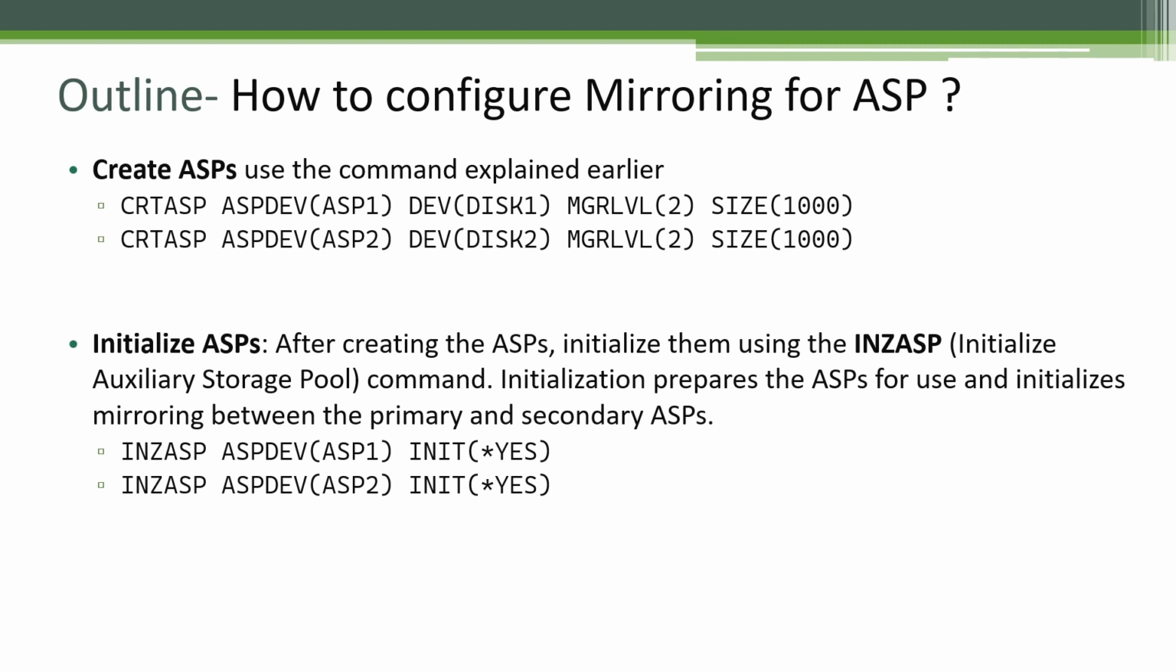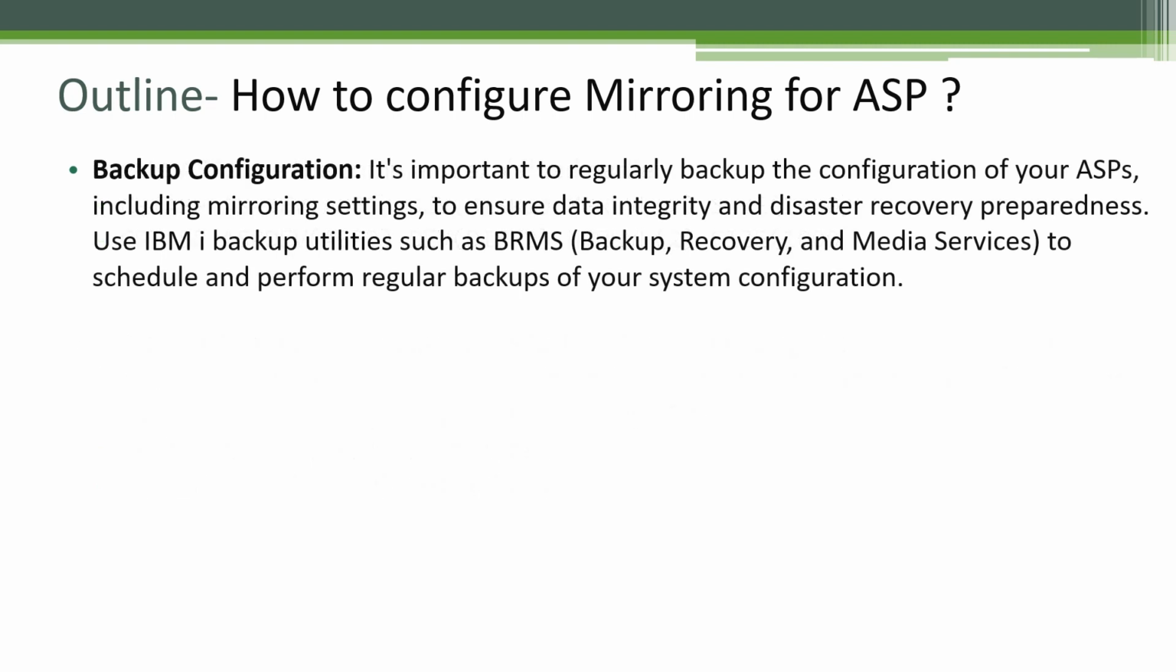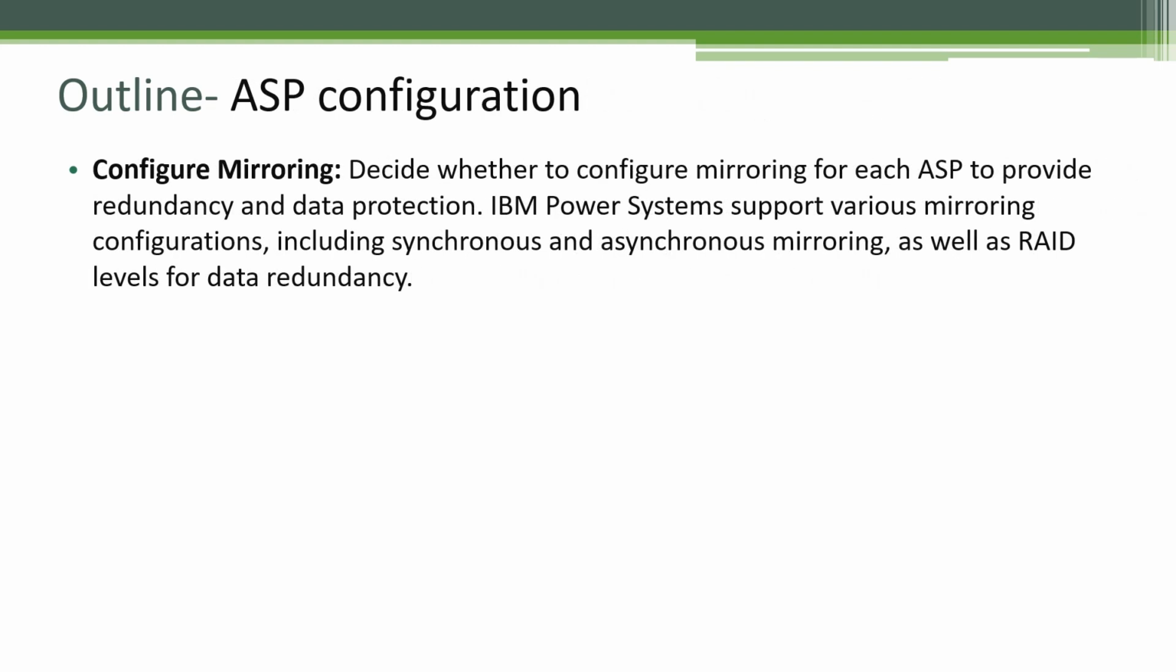Identify disks. Ensure that you have at least 2 physical disk units (DASD) available to use for mirroring. These disks should be of the same size and type to ensure optimal performance and compatibility. Check disk status. Display hardware resources or work with disk status. Initialize ASPs. Initialize them using the Initialize Auxiliary Storage Pool command.